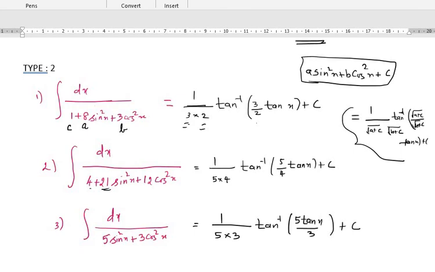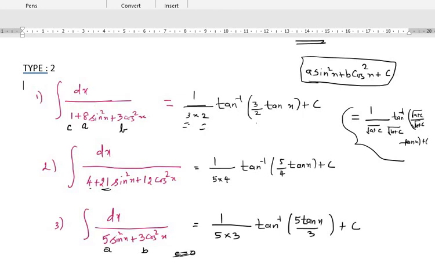Okay. Now see the second one, 5. Here c is not there. Here I have what? A. Remember that the coefficient of sine square is to be taken as a. Don't take it otherwise. Understood? The coefficient of cos square x I can take as b. Here what is the constant term? Here the constant term is not there. That is 0. Okay.